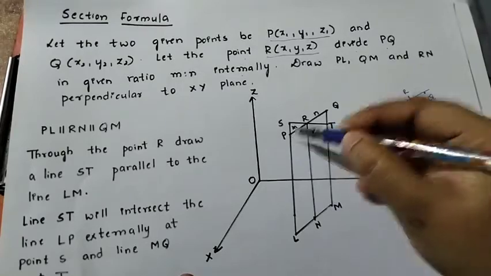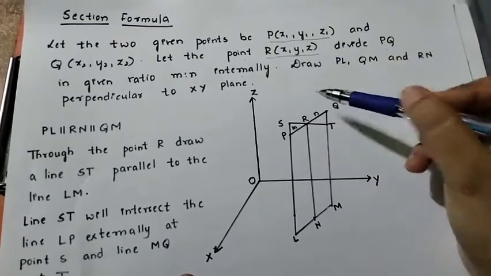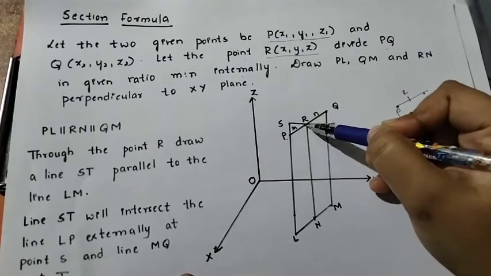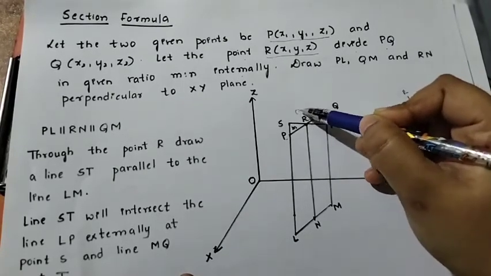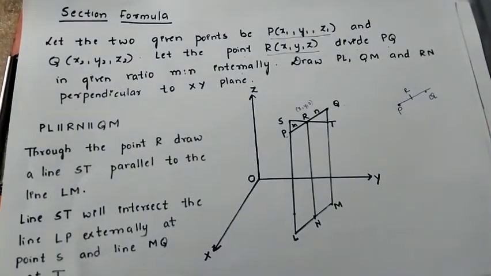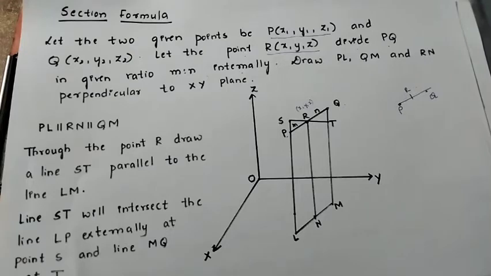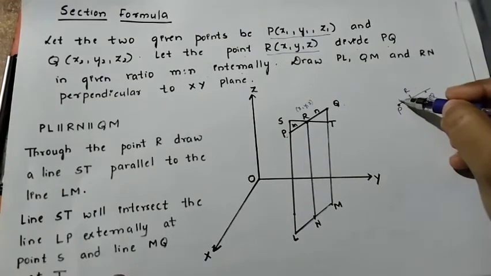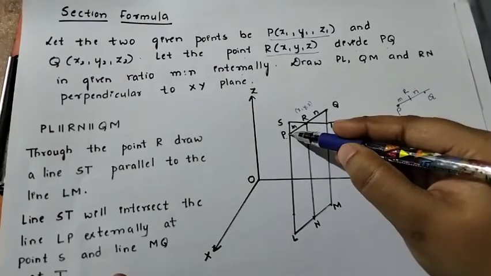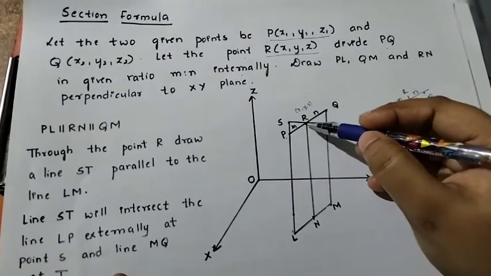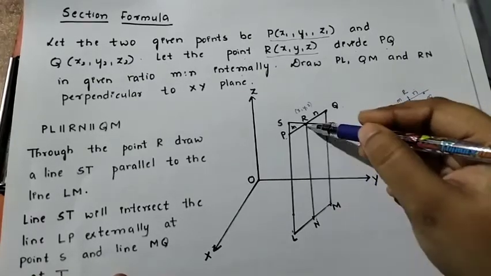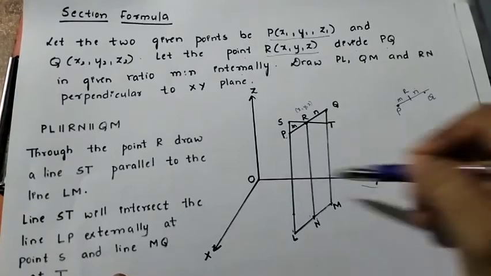So the P point I have taken as x1, y1, z1. Q point is what? x2, y2, z2. It is divided by the point R. R is what? x, y, z. Now in what ratio has it divided? It has divided in the ratio m:n. Okay, from here I draw PL, then Rn and Qm.